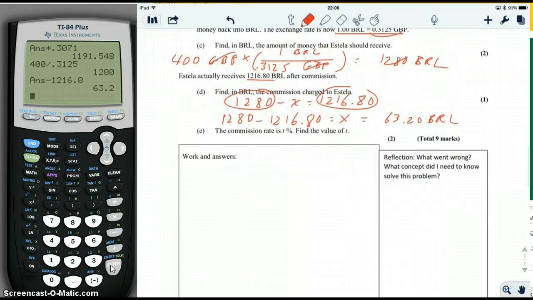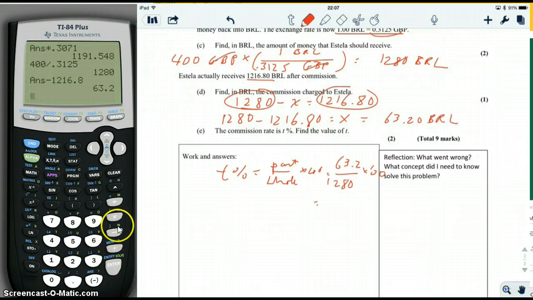Okay, then it says the commission rate is T%. Find the value of T. Well, T% is equal to the part over the whole times 100. So that would be 63.2 divided by, and the whole would be 1280, right? That's what you started out with, times 100. So that'll be 63.2 times 100 divided by 1280. 4.94%.